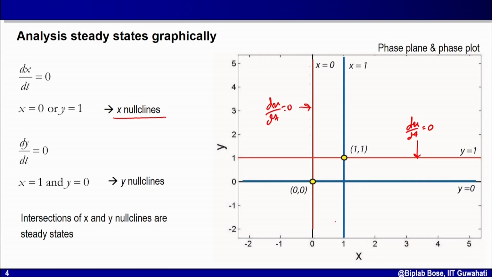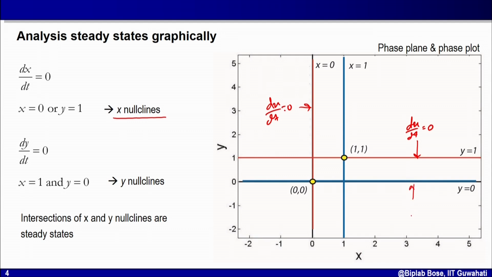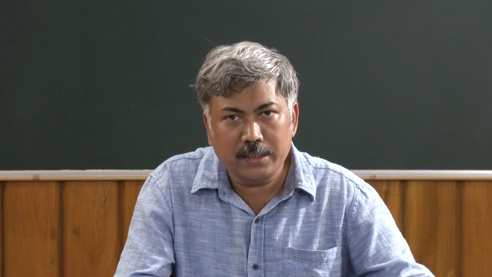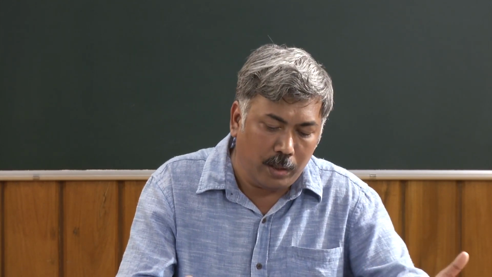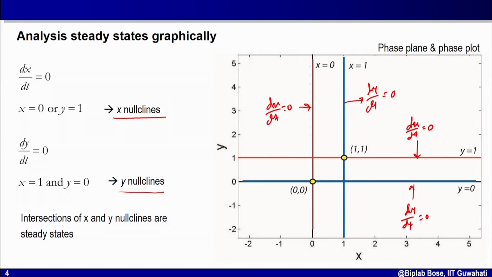Whereas for the blue lines, we have got this blue line using dy/dt equal to 0. That means y is not changing with time. So for this blue line, dy/dt is equal to 0, and for this blue line also, dy/dt is equal to 0. So I have two y null lines. Again, these are null lines because null means none, not, and clines means the slope. So obviously it is called y null line because the slope of y with respect to time is 0 along these lines.